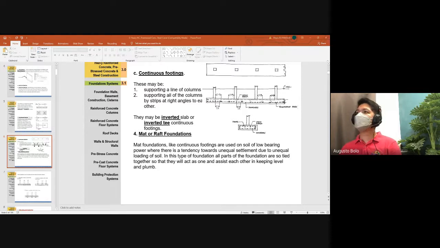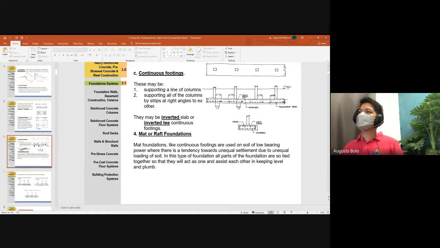Okay, let's proceed with mat or raft foundation. Actually, I haven't covered continuous footing yet. A continuous footing is used when you have a series of columns whose footings almost overlap, so you can have an entire continuous footing. For example, in the drawing, 4 columns share 1 entire footing.